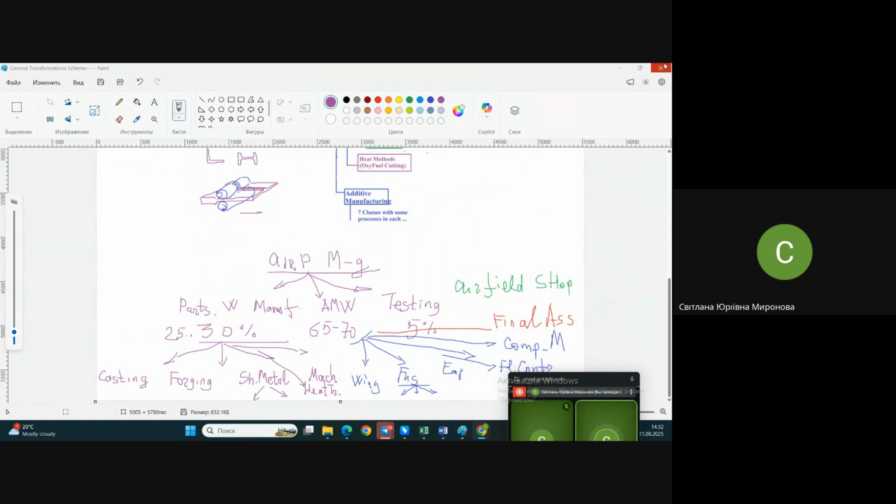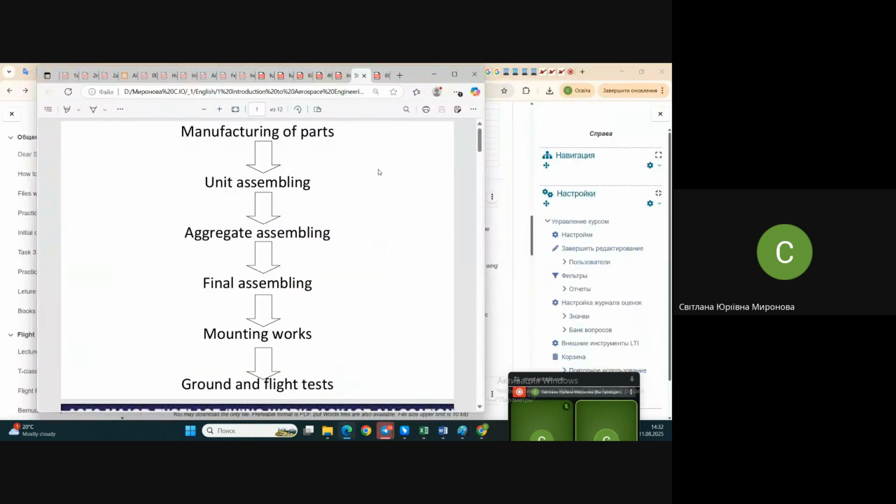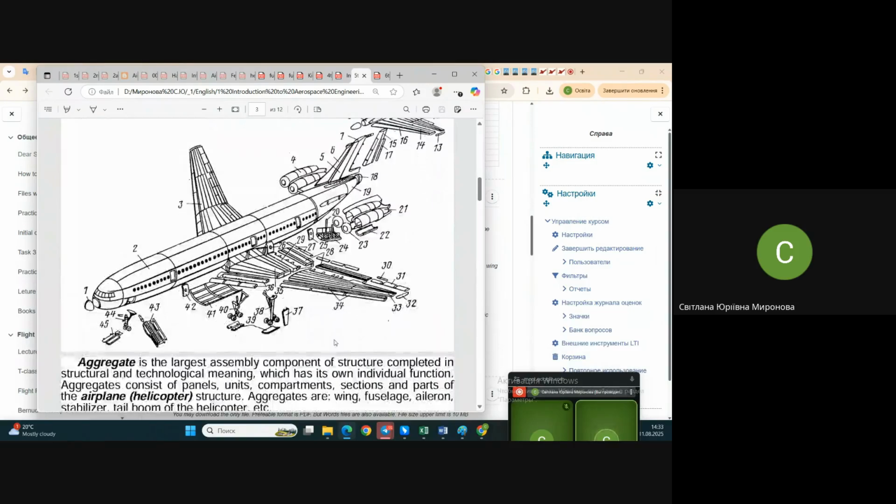Well, let's come back from this picture to what we have seen already. Once again, manufacturing of parts, assembling and mounting, ground and flight test. But why is it written here: unit assembling, aggregate assembling, and final assembling? Now, about final assembling, I hope you understand. Let's imagine that instead of dividing assembling into some stages, we try to assemble the whole airplane as a whole, not from the beginning, the whole airplane.